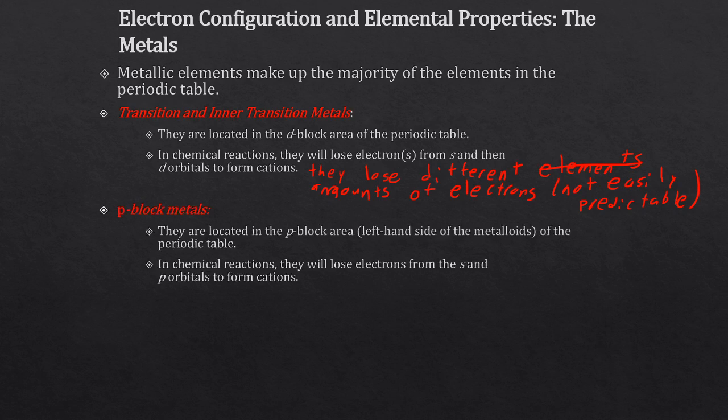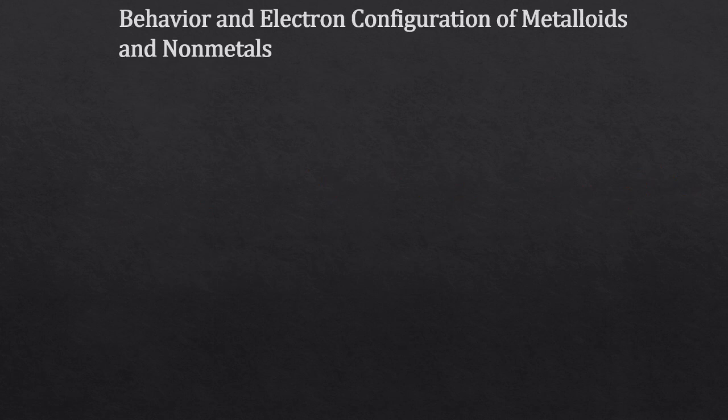You then have a few p block metals. Those are located on the p block area to the left of the metalloids. Remember that line we looked at? And so in those chemical reactions, they're also going to lose electrons from the s and p orbitals to form cations. And again, we don't have a set number that they always lose. We'll have to look at specific elements, whereas the first 2 groups always lost 1 or 2, depending on if they're the first or second column. So that's a lot of metals, and that's a lot of information about them.